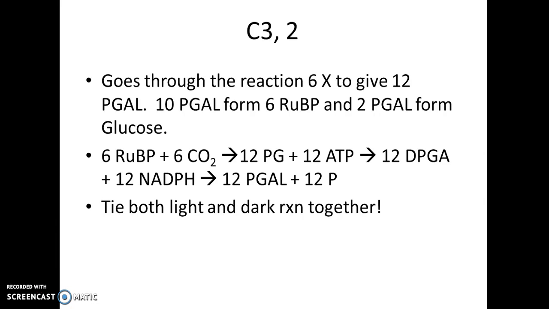And there's the equation down there. 6 RuBPs plus 6 CO2s yields 12 PGs plus 12 ATP, we get 12 DPGAs plus 12 NADPH yields 12 PGAL and 12 phosphate. So now you should be able to tie both the light and dark reaction together. The light reaction produces NADPH and ATP, whereas the dark reaction takes the carbon dioxide, the ATP, and the NADPH to form glucose.